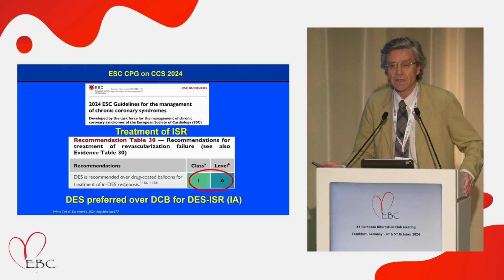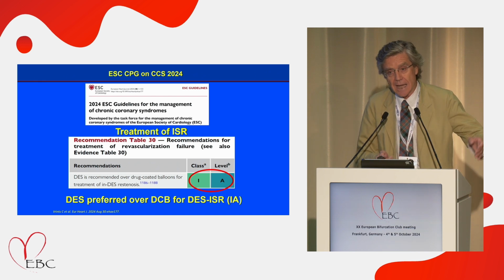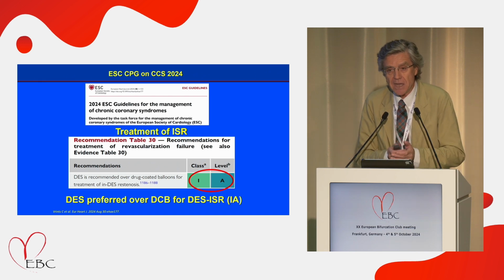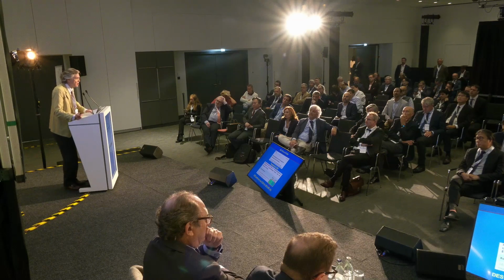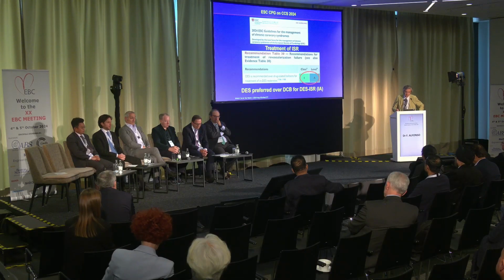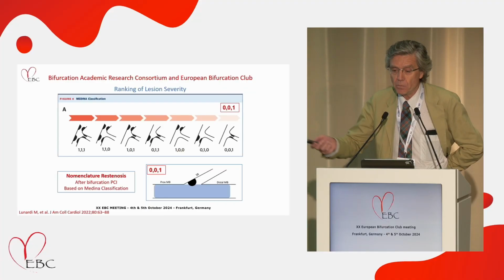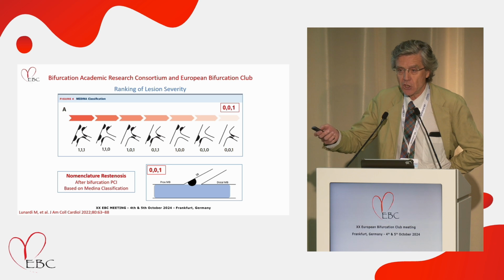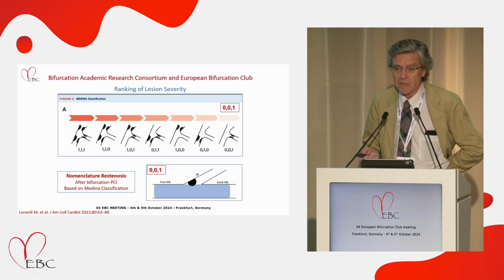So in these guidelines, it is said that in patients with in-stent restenosis, drug-eluting stents should be preferred over drug-coating balloon with a 1A recommendation. So perhaps we can discuss this at the end because it's quite controversial. Now, the other issue is that this group made this proposal suggesting that the Medina classification in de novo lesions can also be used nicely for patients with ISR.